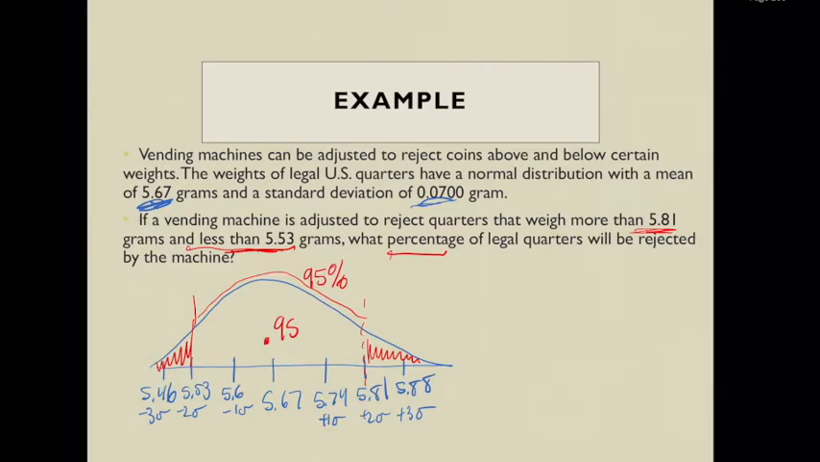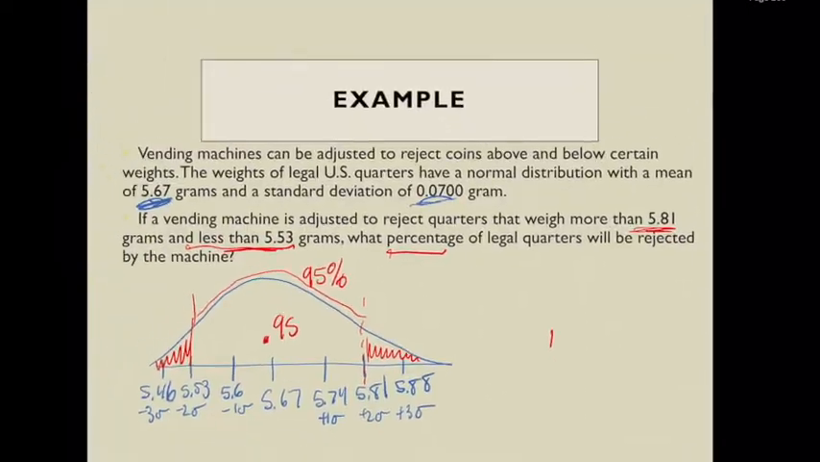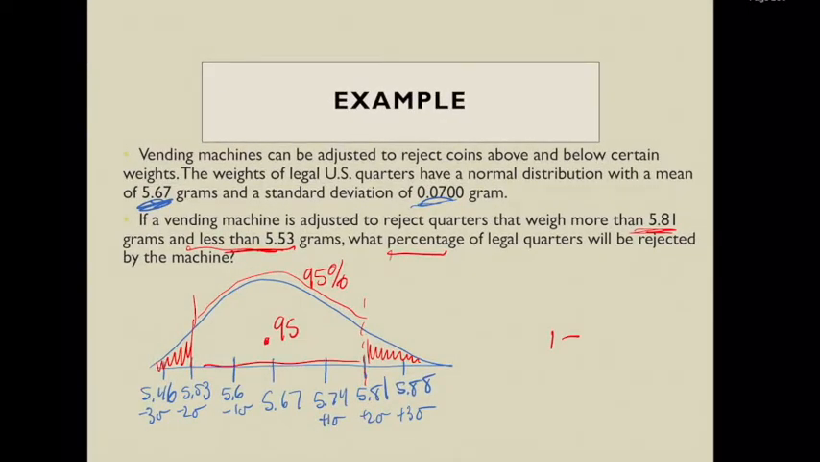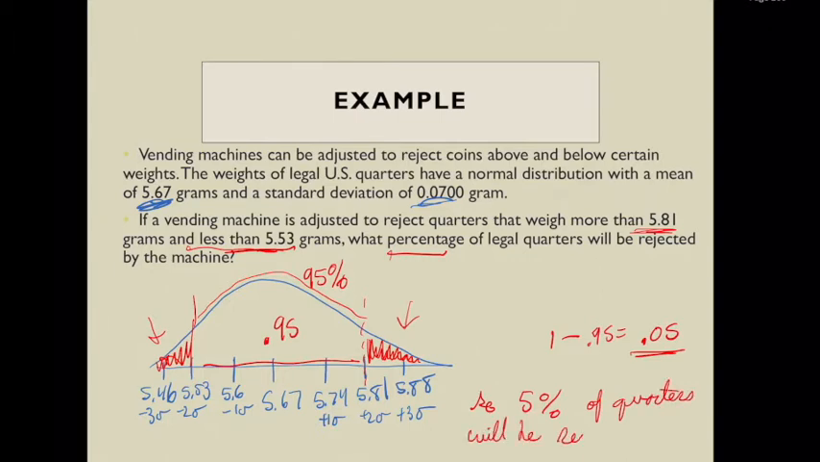Okay, that's great. That's the coins that are going to be accepted, but I want to know what percentage are going to be rejected. So I have to take my total area, which is 1, or 100%, minus 0.95, and then I'll be able to find out how much is the area in these wings. Well, I get 0.05. So the sum of the area in both these little tails, they call them tails, is going to be 0.05. So 5% of quarters will be rejected.